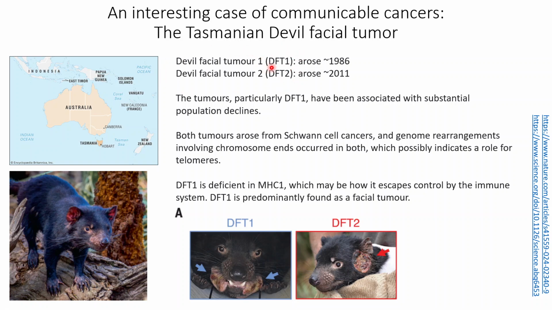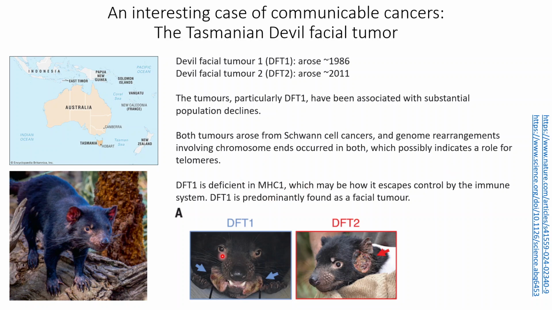This is this little animal that's found in Tasmania, and they have this strange facial tumor. First one variety of it was DFT1 that was found around then, and then there's a DFT2 that was found more recently. And these are associated with the population decline of these animals. I was reading that it went from like 60,000 to like 16,000. So really there was a huge population decline because of these facial tumors that you can see here. And they are from Schwann cell cancers, and there are some genome rearrangements, for instance in DFT1, you have lower MHC1, which means there's lower antigen presentation. So maybe that's how it's escaping from the immune system.